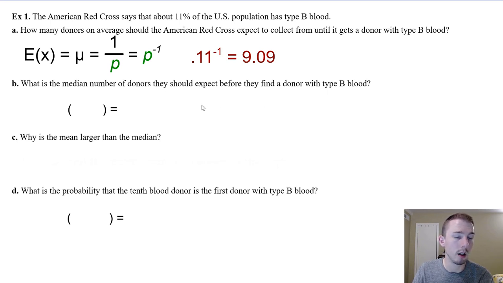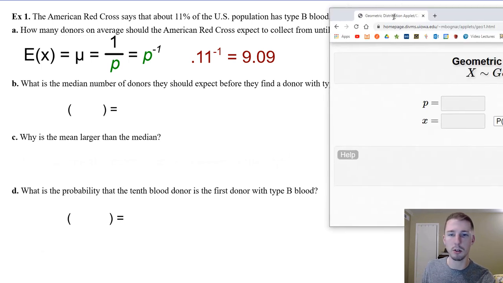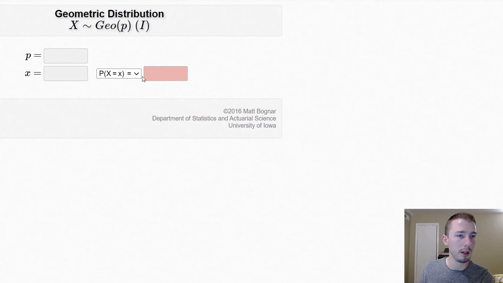What's the median? Okay, so to find the median, we're looking for the 50th percentile. So that's when we would expect 50%. So the mean is actually going to be different than that. So we're going to measure the CDF. I think the easiest way to show this is actually with the geometric distribution applet. So let me pull that up here.